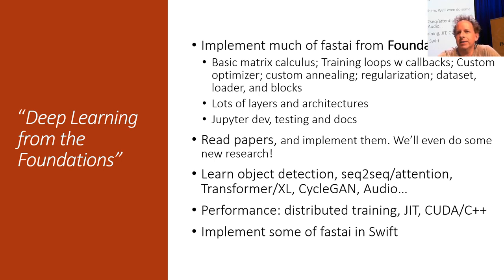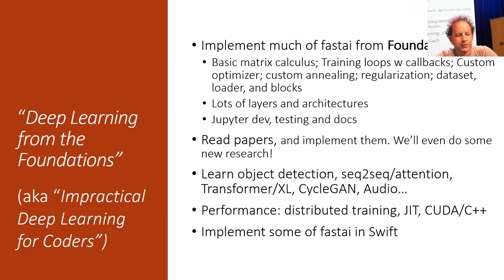We'll also be going deeper into solving some applications that are not fully baked into the Fastai library yet, so going to require a lot of custom work. So things like object detection, sequence to sequence with attention, transformer and the transformer XL, CycleGAN, audio, stuff like that. I'll also be doing a deeper dive into some performance considerations, like doing distributed multi-GPU training, using the new just-in-time compiler, which we'll just call JIT from now on, CUDA and C++, stuff like that. Okay, so that's the first five lessons. And then the last two lessons, implementing some subset of that in Swift.